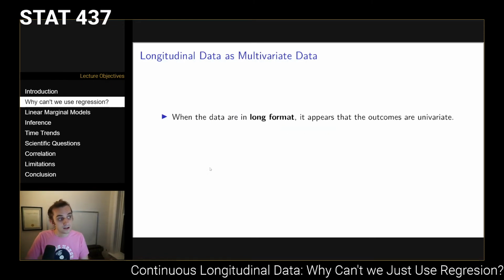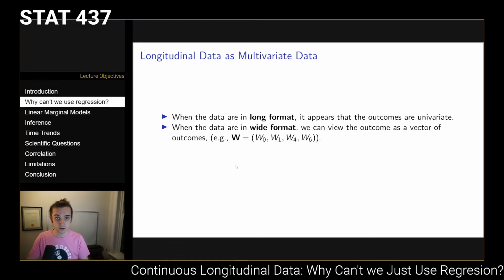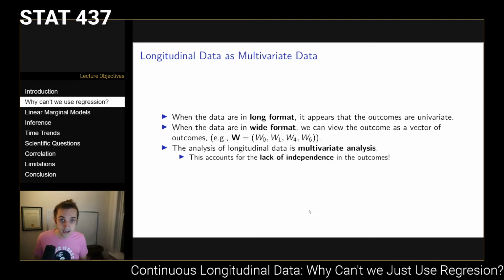But when we have the data in long format, what I was just saying is that it appears as though they are univariate data. But when we write them out in wide format, we can see that they're actually vector data. So we could think about defining this vector W, and this vector is going to have W0, W1, W4, and W6 in it. And so in this sense, when we're analyzing longitudinal data, what we are really doing is multivariate analysis. And this multivariate analysis is what's going to account for the lack of independence between individuals.